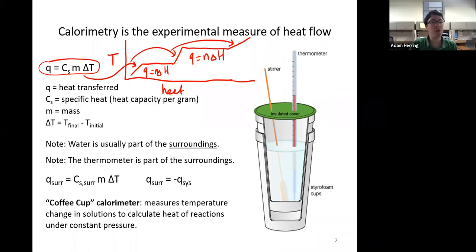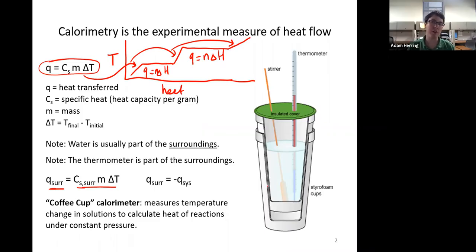This Q is describing the Q of the surroundings. And so it uses the specific heat of the surroundings and the mass of the surroundings and the temperature change of the surroundings. So what is our surroundings and what is our system? Typically, the chemicals and the chemical reaction are going to be our system. Therefore, everything else is the surroundings. That will typically include water, and it's definitely going to include the thermometer.